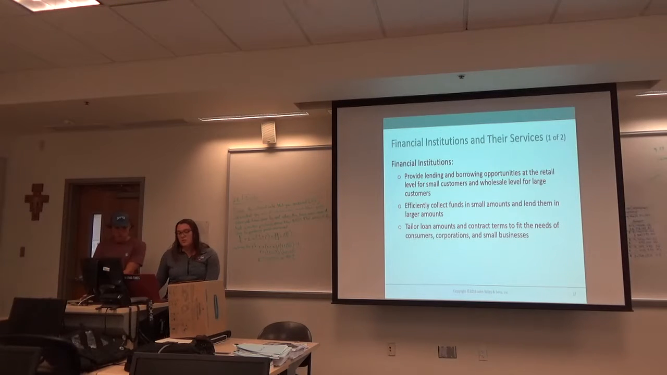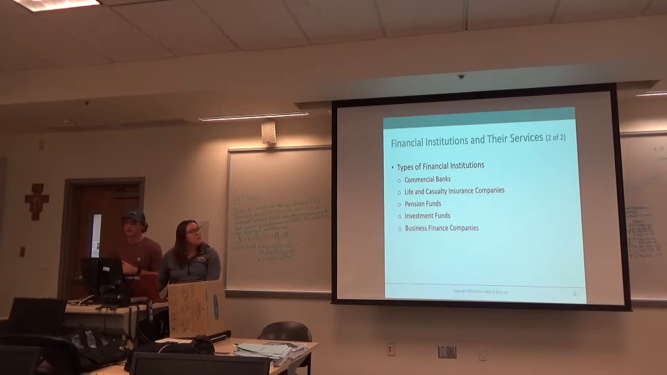So financial institutions provide lending and borrowing opportunities at the retail level for small customers and wholesale level for large customers. They efficiently collect funds in small amounts and lend them in larger amounts. The different types of financial institutions are commercial banks, life and casualty insurance companies, pension funds, investment funds, and business finance companies.